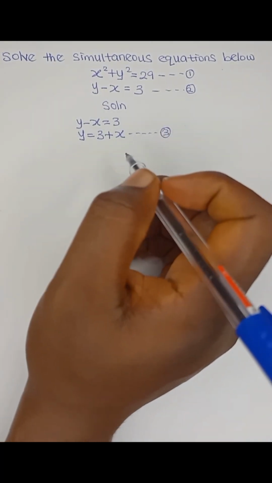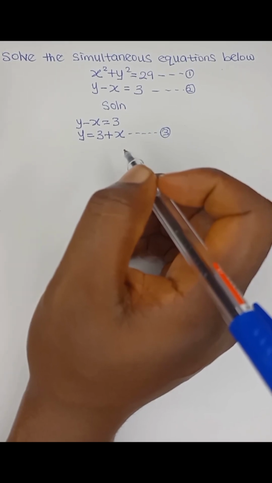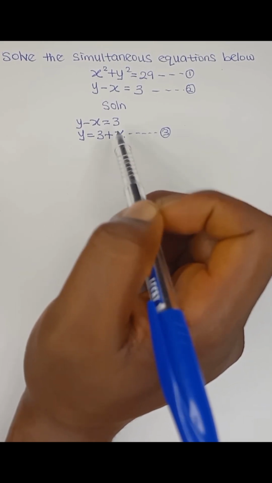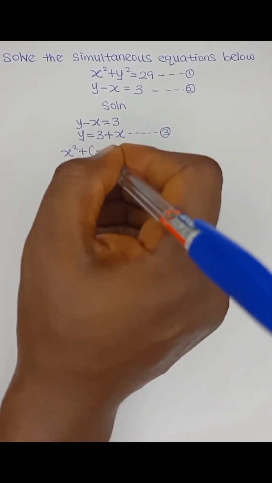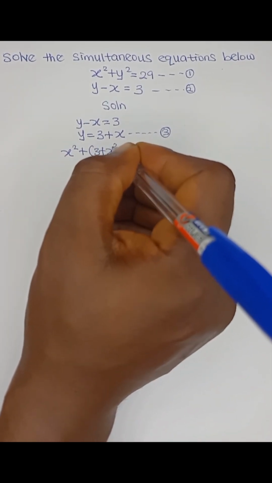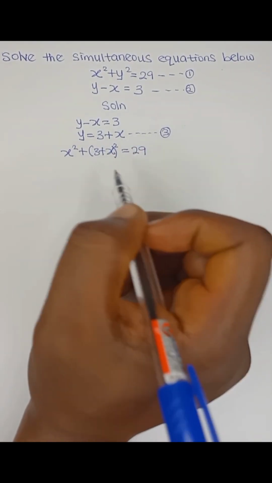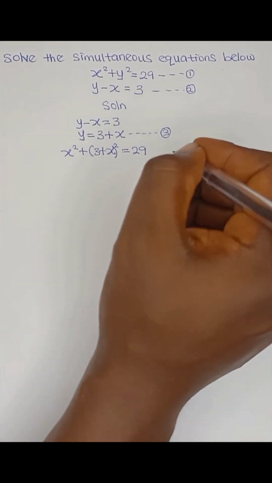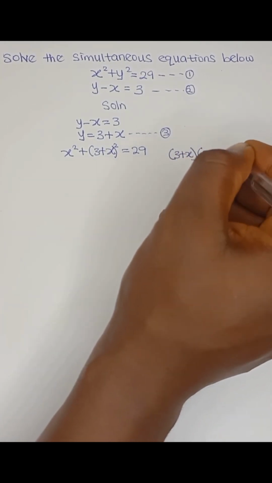The next thing we're going to do is substitute y in equation 3 into equation 1. That means wherever we see y in equation 1, we replace it with 3 plus x. So this will give us x squared plus (3 plus x) squared is equal to 29. We need to expand this. (3 plus x) squared means 3 plus x multiplied by 3 plus x. So let's write it down.